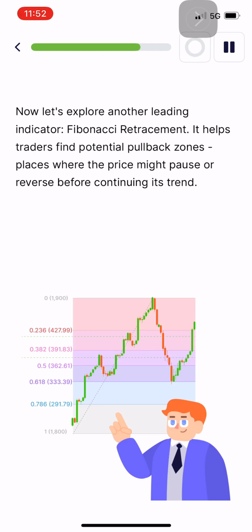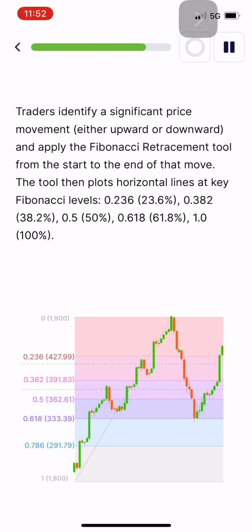Now let's explore another leading indicator, Fibonacci retracement. It helps traders find potential pullback zones, places where the price might pause or reverse before continuing its trend. Traders identify a significant price movement, either upward or downward, and apply the Fibonacci retracement tool from the start to the end of that move.